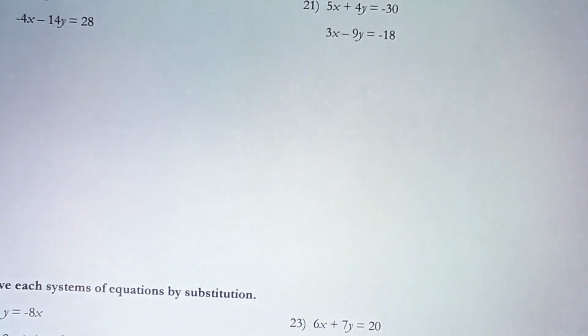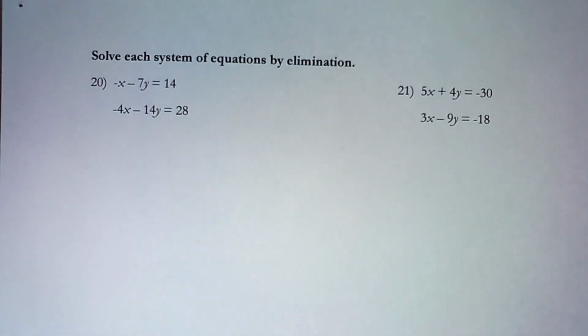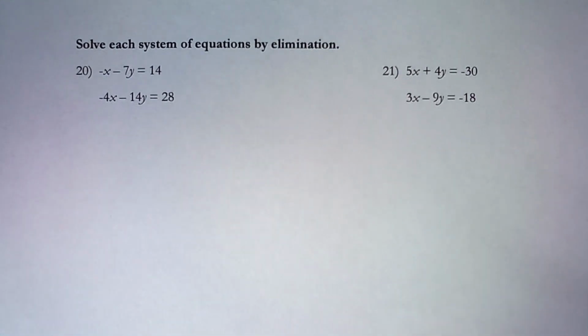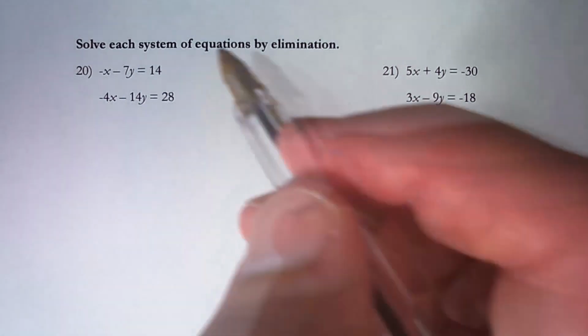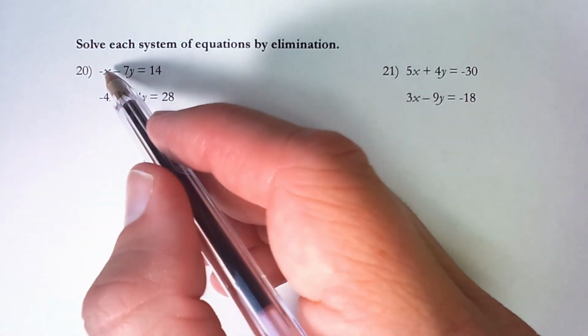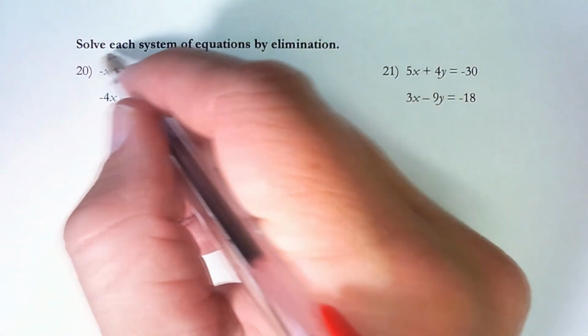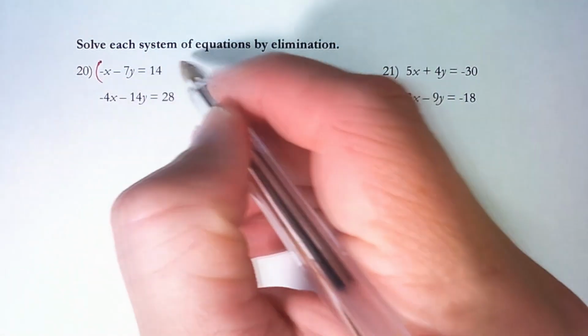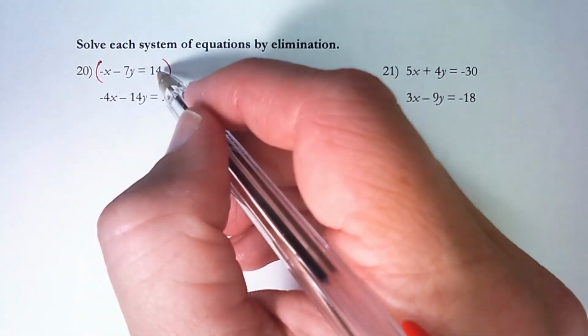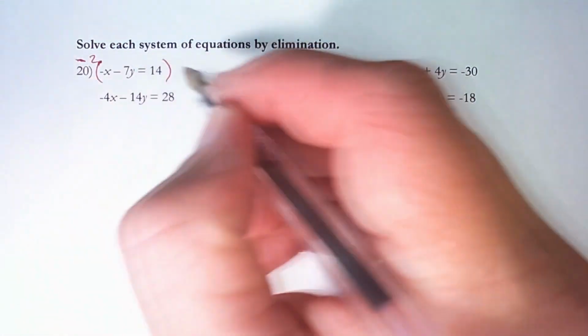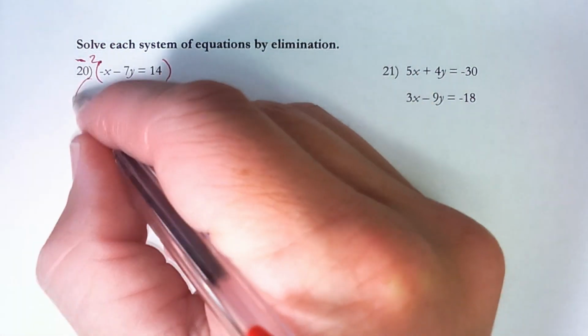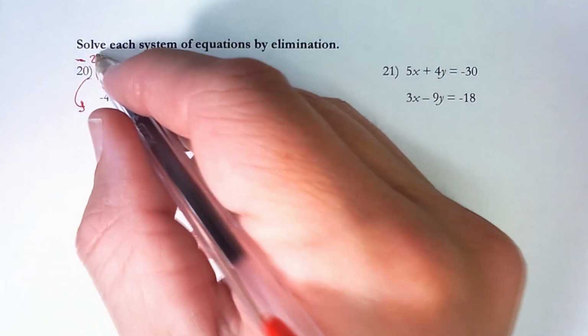Okay, on to our last page. 2 more problems to solve. Solve each system of equations by elimination. Okay, so I can choose to eliminate the x's or y's. I'm going to go ahead and do the y's. And I'll do that by multiplying this top equation by negative 2. And I'll rewrite it down here.